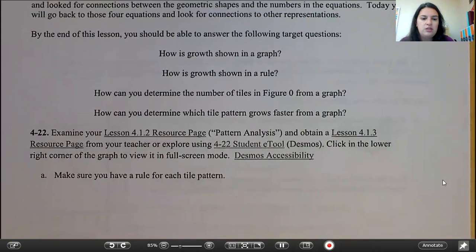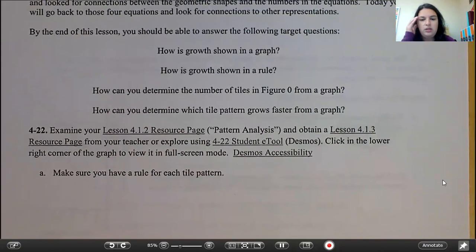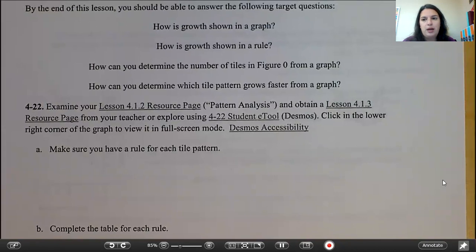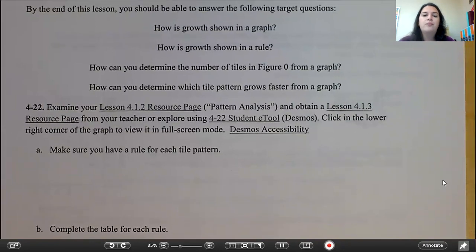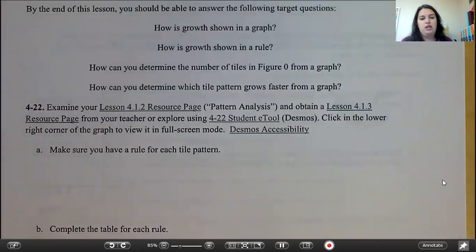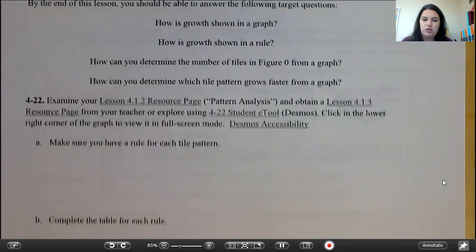422 says examine your lesson 412 resource page, pattern analysis, and obtain a 413 resource page from your teacher, or explore using the 422 student e-tool Desmos. Click in the lower right corner of the graph to view it in full screen mode. Part A says make sure you have a rule for each tile pattern. So from class yesterday, you should have the rules for the tile patterns, so make sure that you get out the resource page that looks like this, and make sure that you have a rule for each tile pattern that we talked about yesterday.